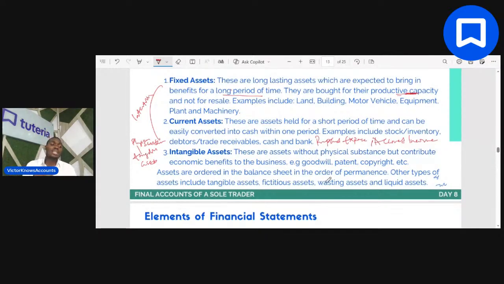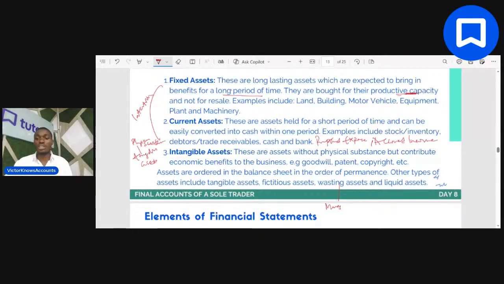Thank you. So other types of assets include fictitious assets. Fictitious assets are false assets. They are just account balances without any specific economic benefits that they can bring. Then we have wasting assets. Wasting assets are assets like a gold mine, assets that can be used up. For a gold mine, one day you would extract all of the gold, all of the mineral resources that are there. So that's called a wasting asset because at one point in time, it's going to get exhausted.